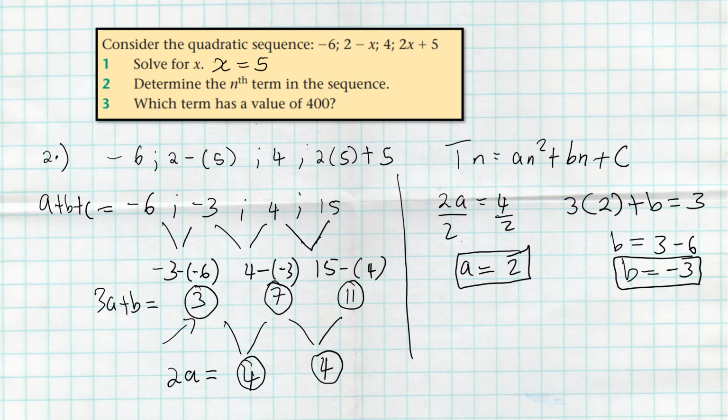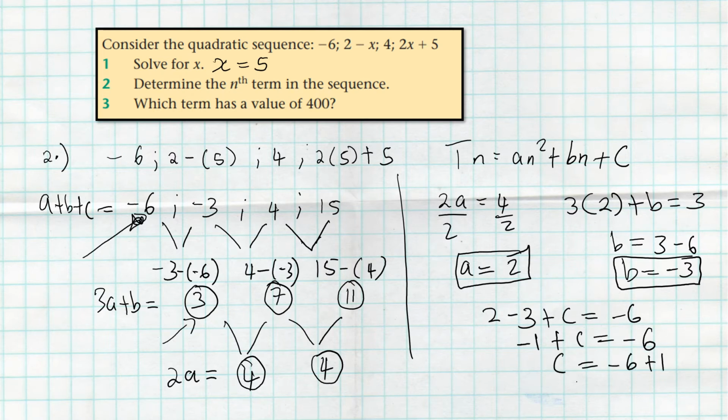Okay, a plus b plus c is equal to what? Term number 1, which is what? Minus 6. So 2 minus 3 minus 1 plus c is equal to minus 6. c is equal to minus 6 plus 1. c is equal to minus 5. Then we can get our Tn. Just going to put it on top. Tn.